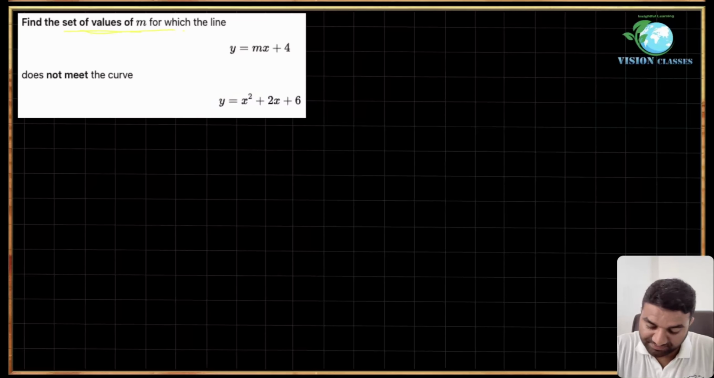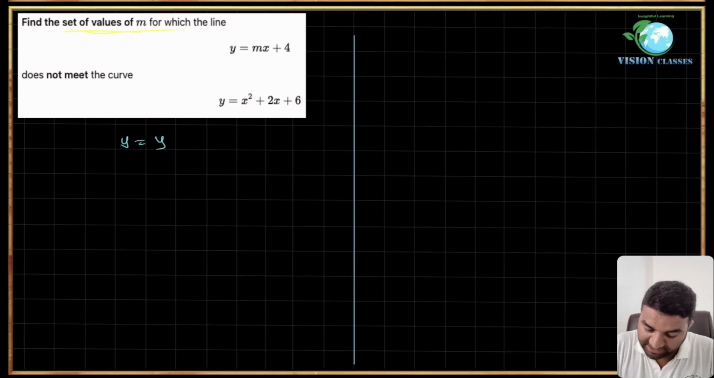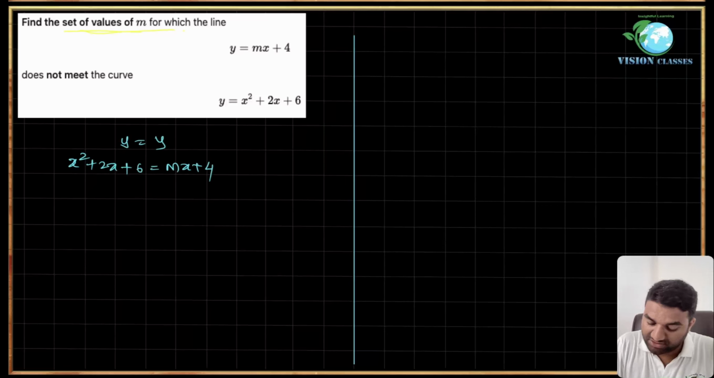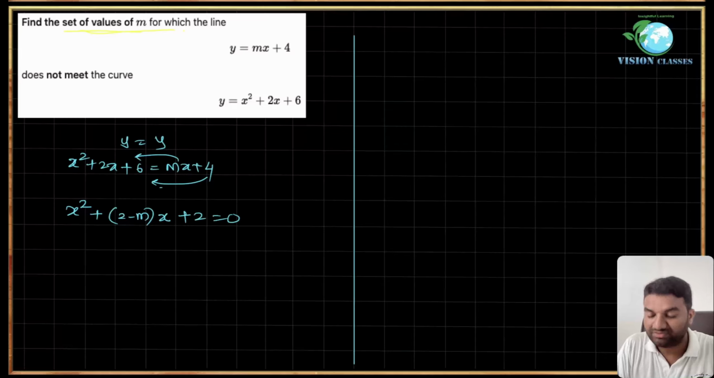We can start with y equals y, then x squared plus 2x plus 6 is equal to mx plus 4. Transfer everything to the left, and you will get a quadratic equation: x squared plus (2 minus m)x plus (6 minus 4), which is plus 2, equal to 0.